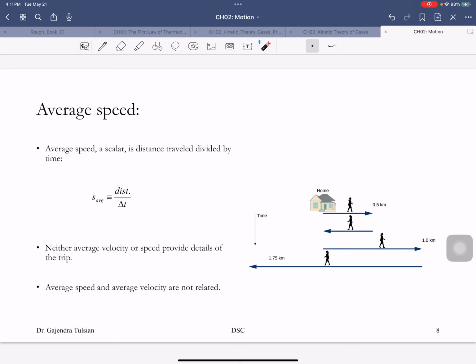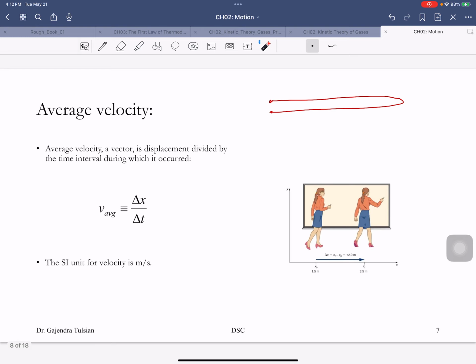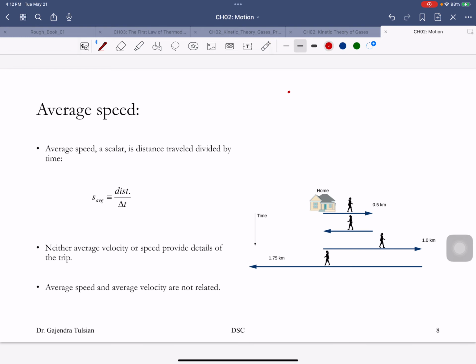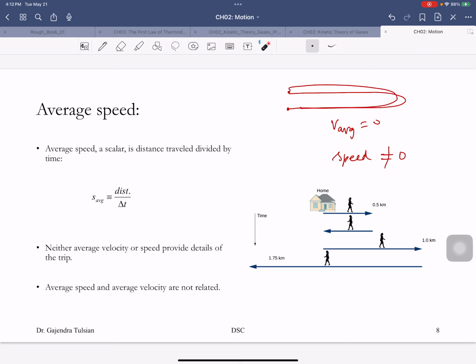All right. Now here's the thing about average velocities and speeds. Neither average velocity nor speed provides details of the trip. So for instance, if you went to New York and came back, your average velocity is 0, your average speed is not 0. Of course, it's the distance covered divided by the time, so average speed is not 0. So average velocity and average speed are not related.